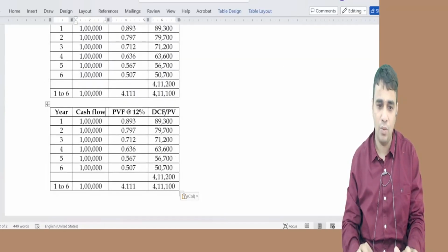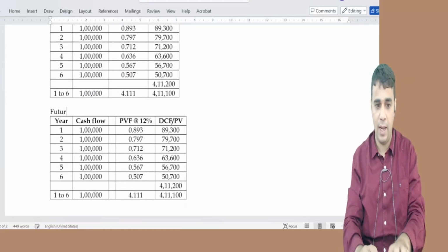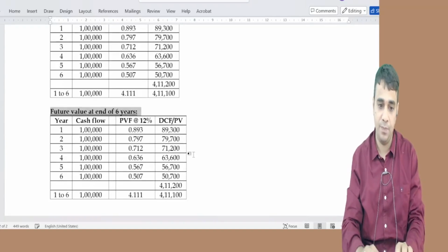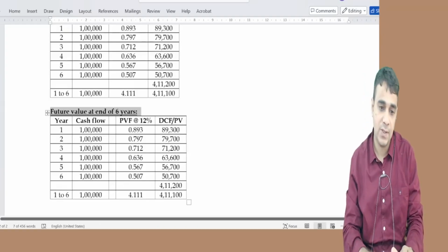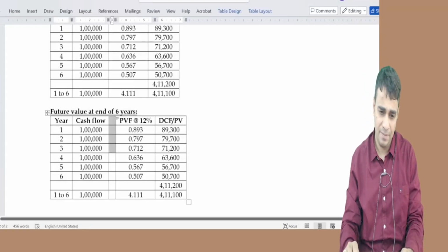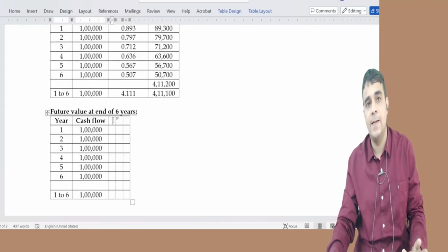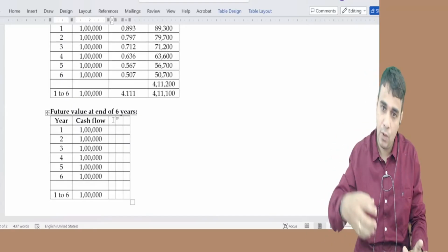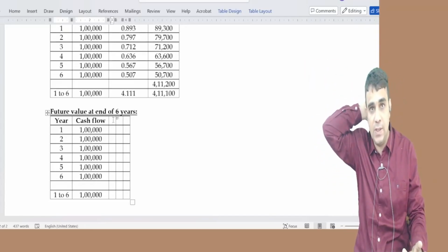I want to calculate future value at the end of 6 years. I am giving a deposit at the end of first year, second year, third year, fourth year, fifth year, sixth year, and my parents want to know what will be the money at the end of which year? At the end of sixth year.